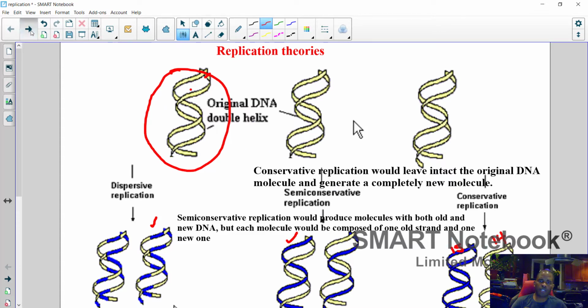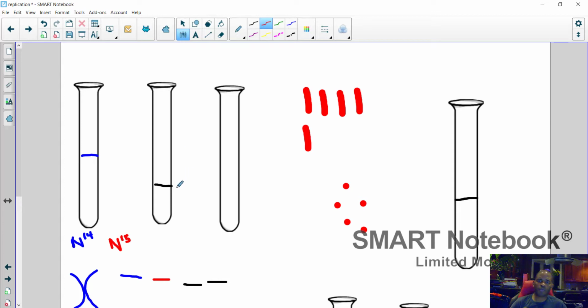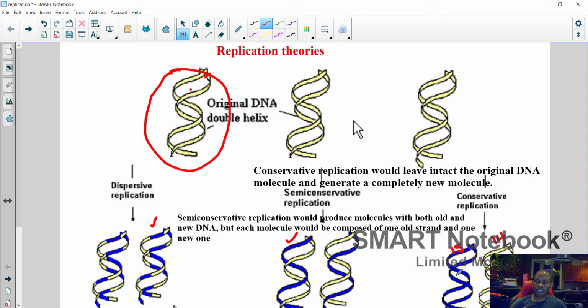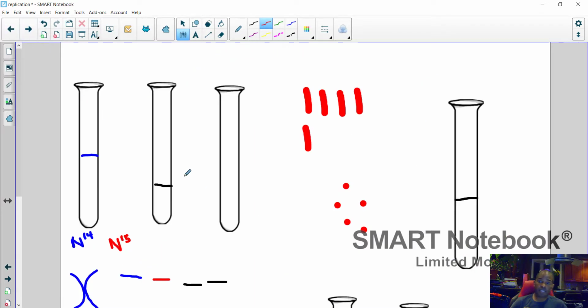But when we look at our results here after one generation, there's only one band. So what that allows us to do is rule out conservative replication. This is not a possibility, gone. But we don't know if it is semi-conservative or dispersive. All right, so what do you do next?